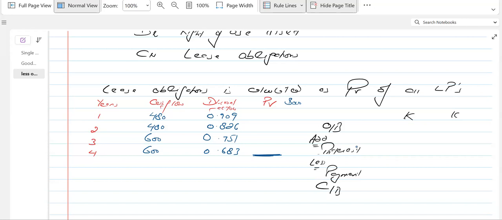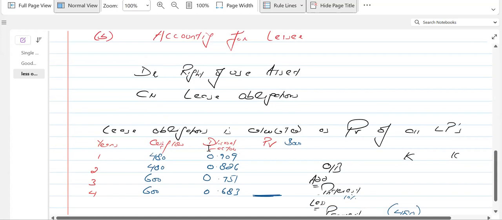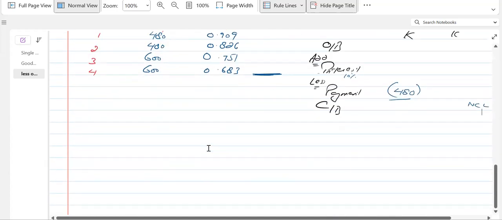And then you multiply the interest of 10% on the opening balance, and then you have the fixed lease payments, and then you get the closing balance. This closing balance becomes the opening balance of the next year. So this will obviously be 480. And you get the closing balance, which becomes the opening balance of the next year. The next year's closing balance will be your non-current liability, and the difference between these two balances will be your current liability. So this is how you treat the lease obligations.